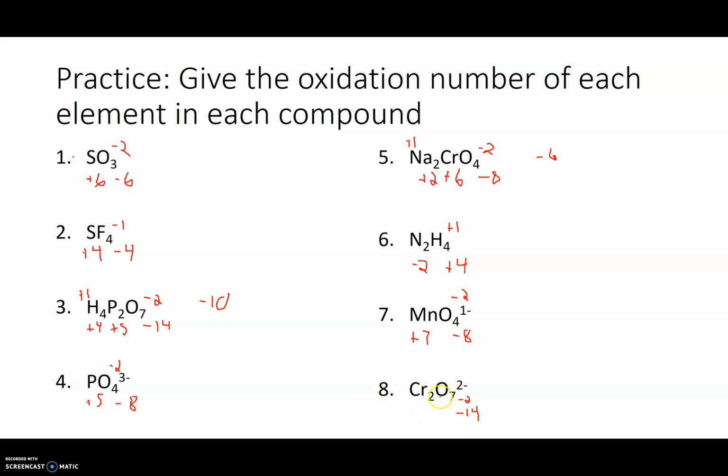So the question is, what does the charge here have to be for the total charge to be 12, so that when these add together, they get minus 2. If each one is 6, 2 times 6 is 12, and 12 plus negative 14 is minus 2. So chromium's charge here is plus 6. So, hold on one second.